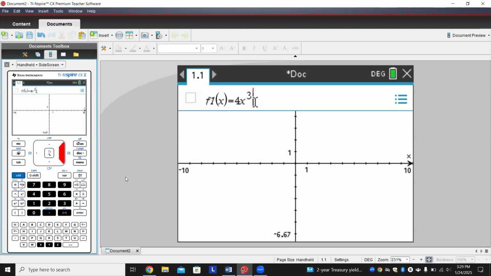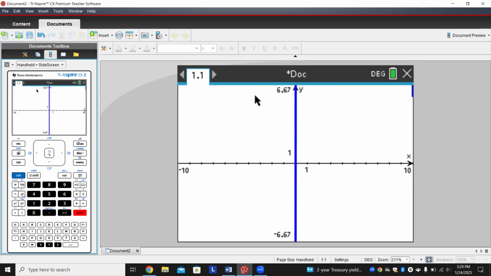Alternative way to do it: you just hit the square first. So that's 4x cubed, and then it's minus 160x squared, and then we had plus 1200x. When you graph it, it looks something like this.